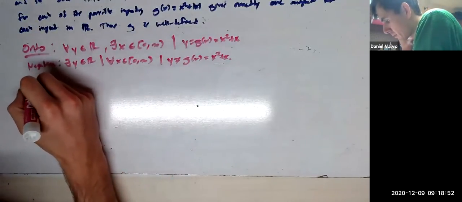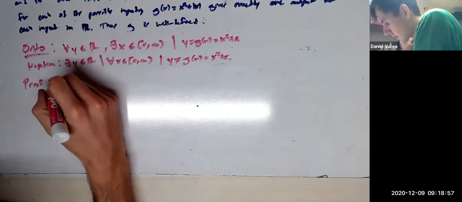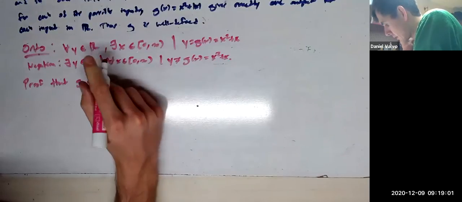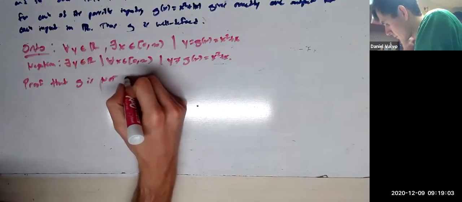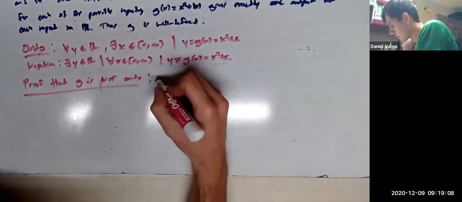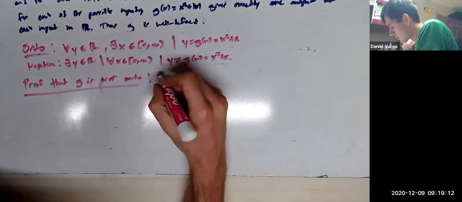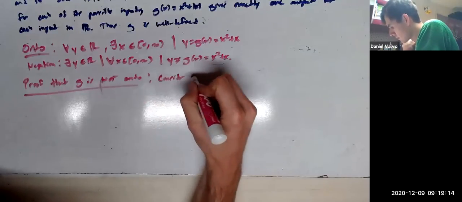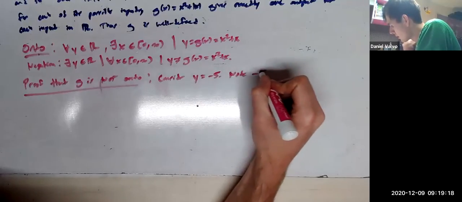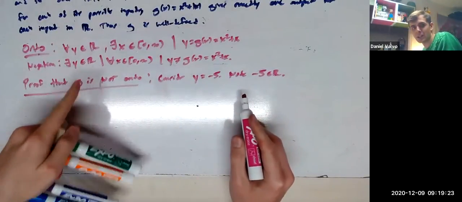So let's prove that g is not onto, not surjective. Proof. Let's consider y equal -5. Note -5 is in R. This is just verifying that y is actually in our codomain here.